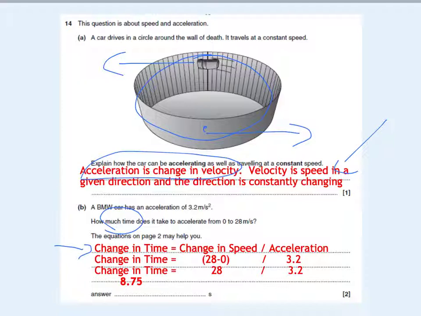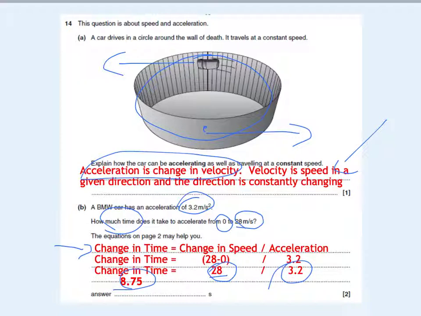Well, we know the change in speed because we have the final speed, we have the initial speed. 28 minus 0 is obviously 28. And we know that it accelerates at 3.2 meters per second squared. So if we divide our change in speed by 3.2 meters per second squared, that gives you the answer 8.75 seconds. That's not bad acceleration if you ask me. I'm sure I could probably do quicker.